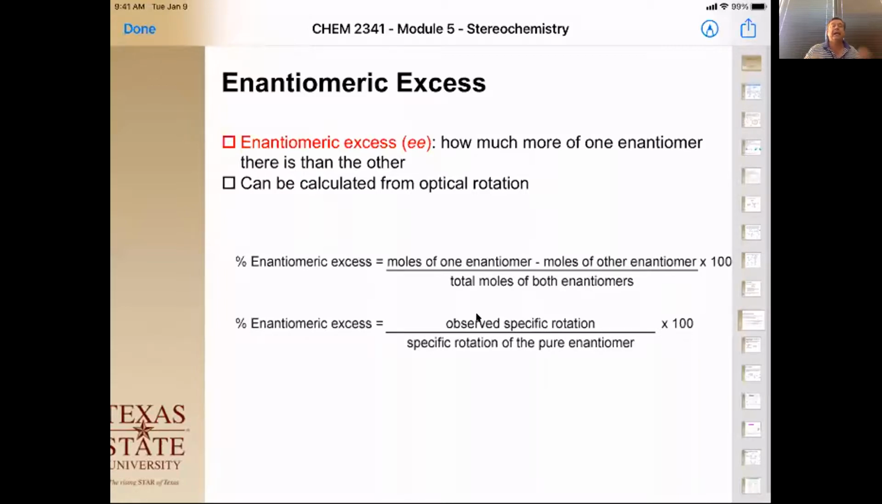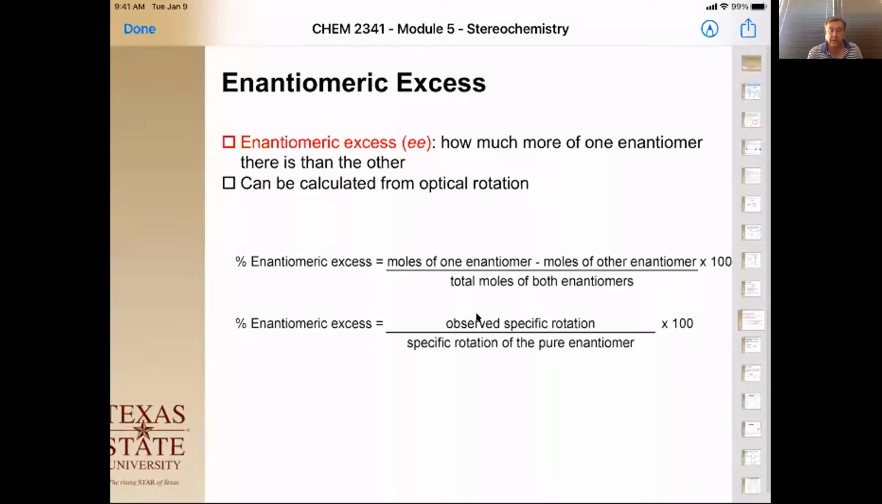And that's what we call enantiomeric excess. Remember, they're enantiomers. One of them we have more of. So it's enantiomeric excess, or EE. And we can calculate that from the optical rotation. We can use that optical rotation difference to calculate the number of moles of one or the other.